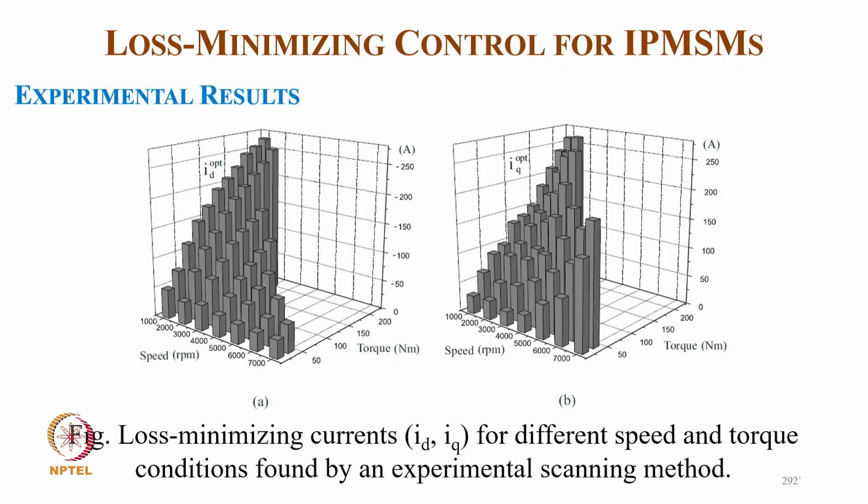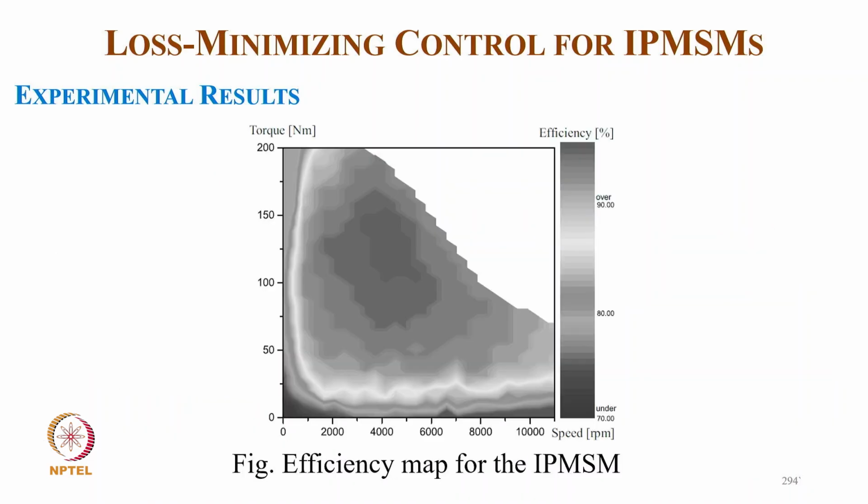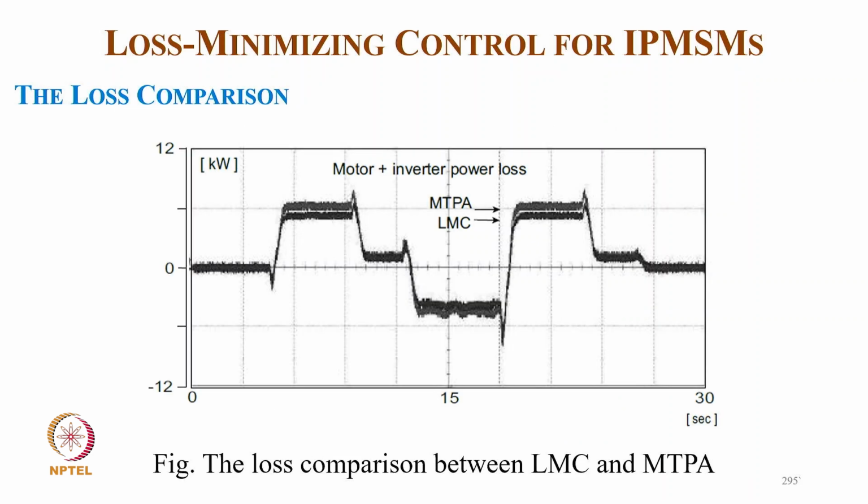And this is a photograph of the experimental setup. These are loss minimizing currents ID IQ for different speed and torque, found by the experimental scanning method. And the loss minimizing ID IQ with fixed speeds of 1000, 3000, 6000 RPM as torque is increasing. And this is the efficiency map of the IPM, the interior permanent magnet synchronous motor.